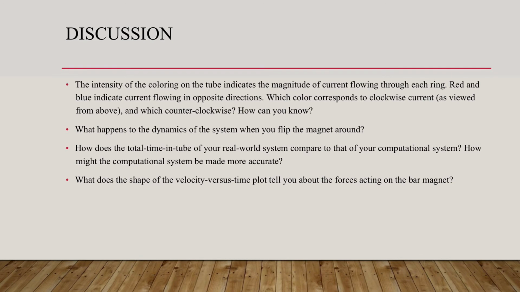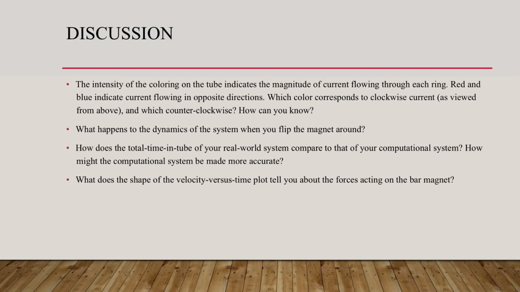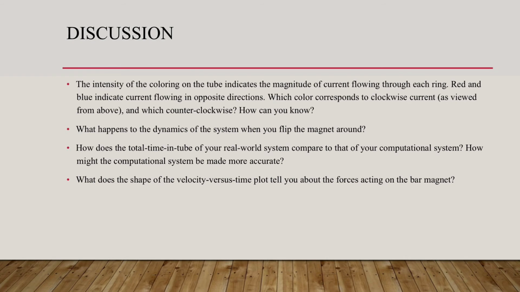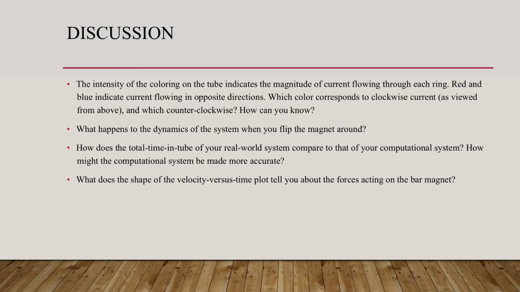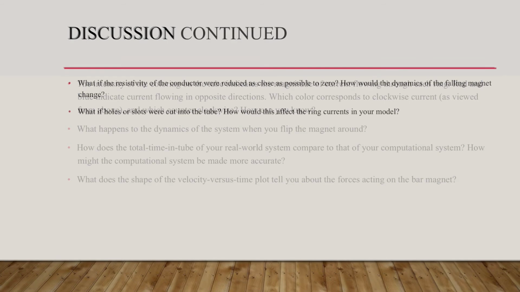The shape of the velocity versus time plot tells us that throughout the entire system, gravity is acting on the magnet. However, when it is inside of the tube, there is an upward directional force that is constant, acting opposite to the velocity of the magnet.